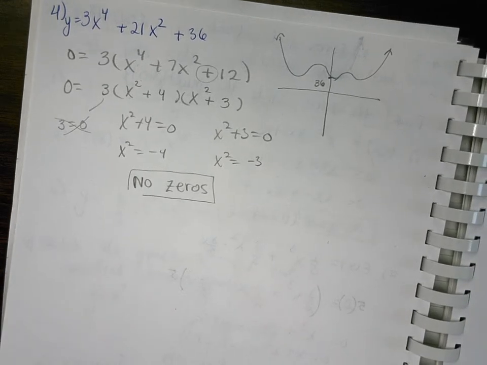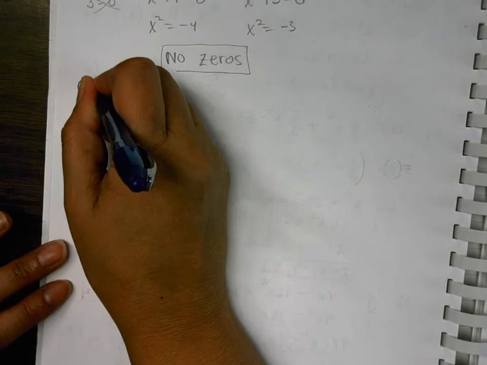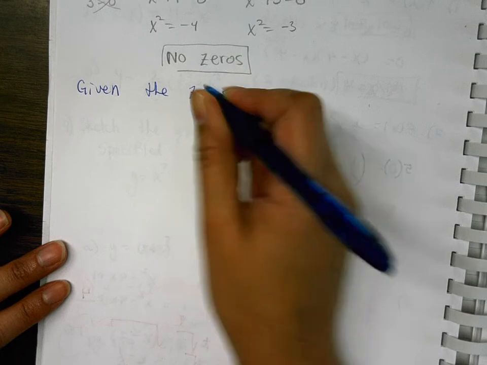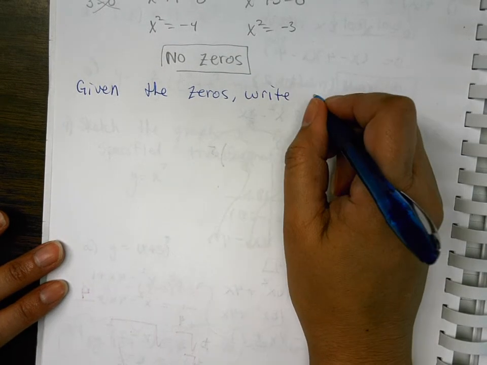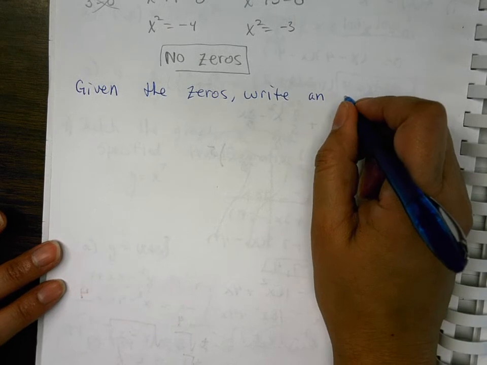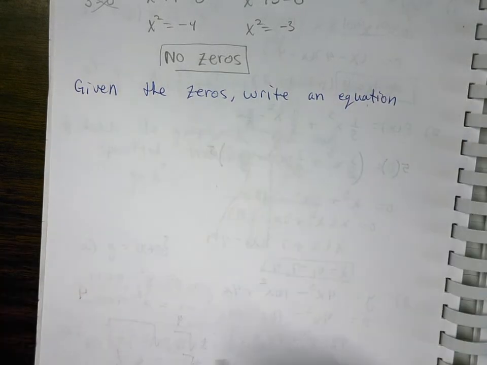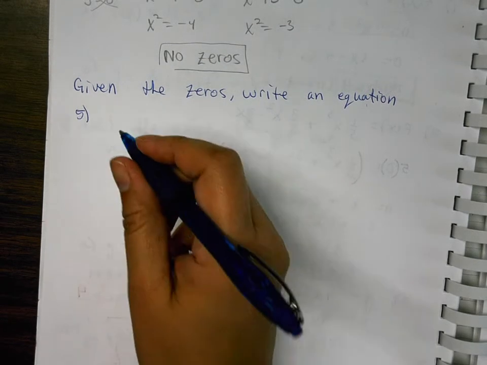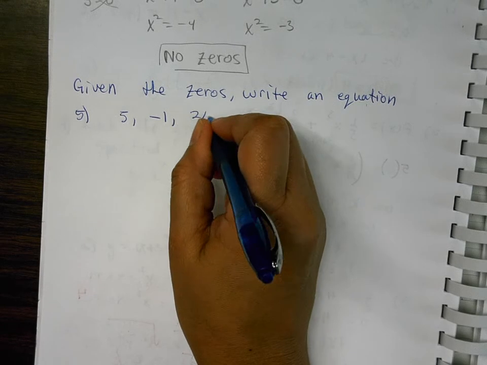None? All right. This is a long lesson. We are partway done. Given the zeros, this next piece is pretty easy. Given the zeros, write an equation. There's only one in this section that's a little difficult, but I will walk you through it. Number 5: 5, negative 1, 2/3.